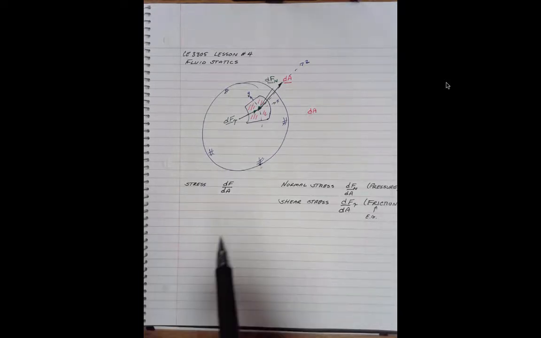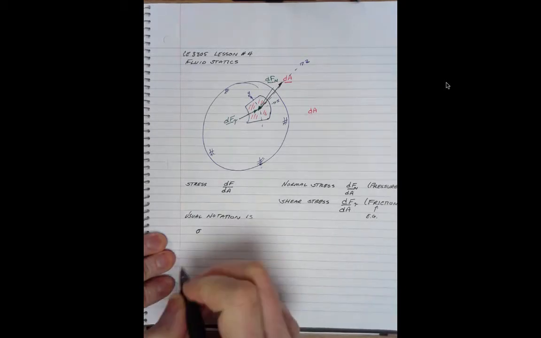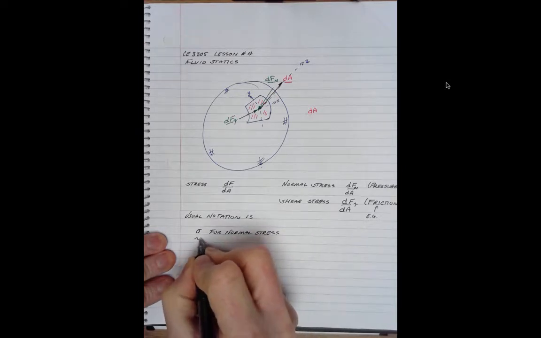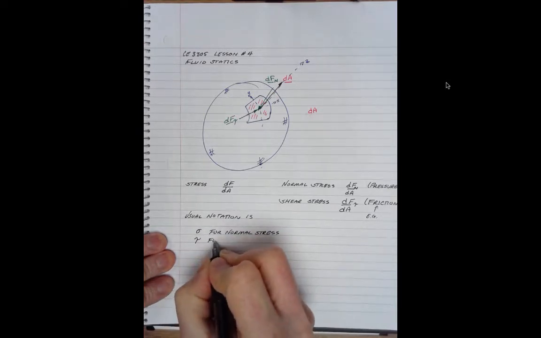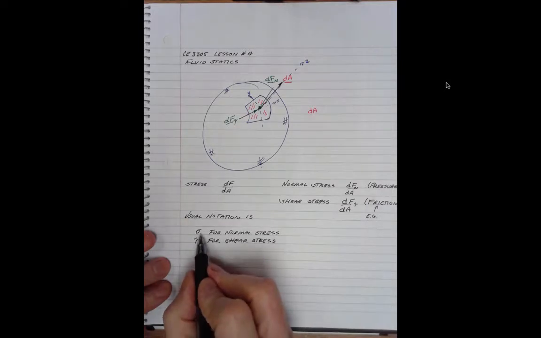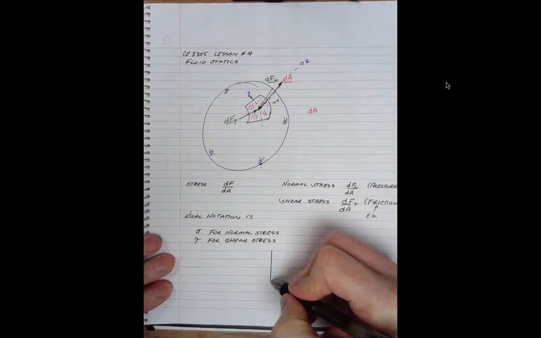Okay, so the usual notation is the symbol sigma for a normal stress and the symbol tau for a shear stress. And let me draw another sketch of that. So when it's applied in multiple dimensions, these will usually have double subscripts. It's a tensor notation. I think that's what it's called.